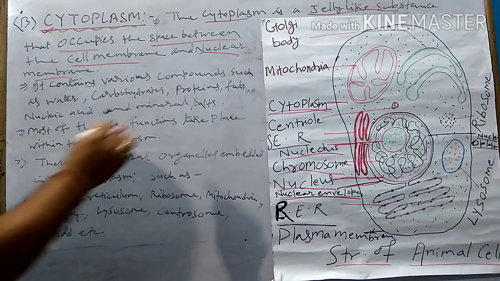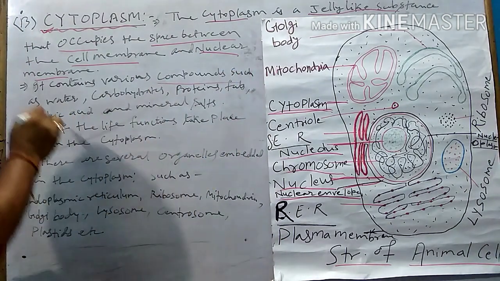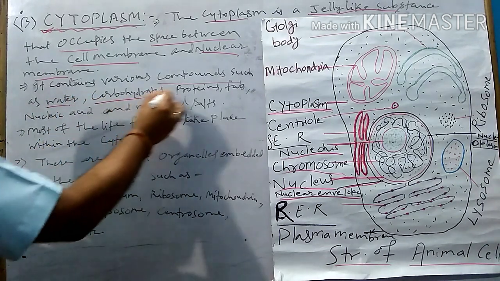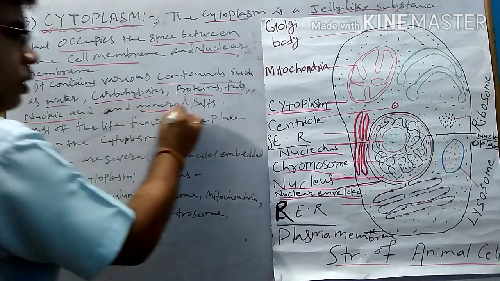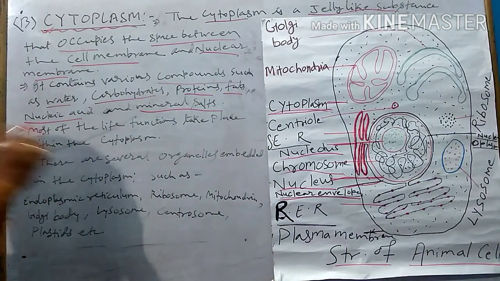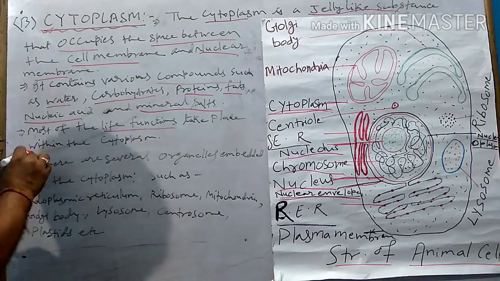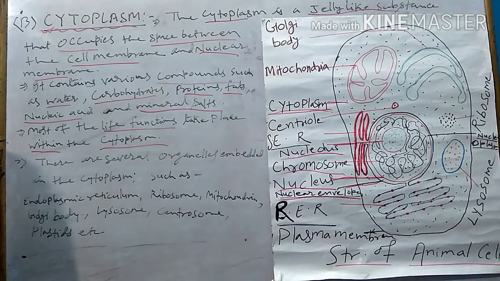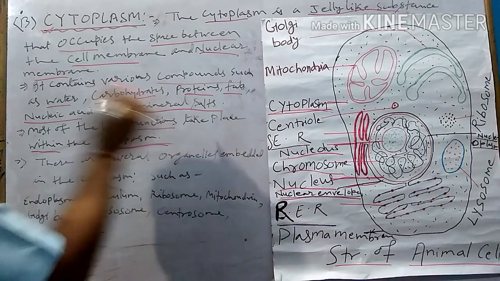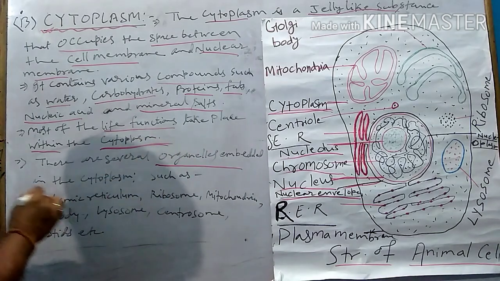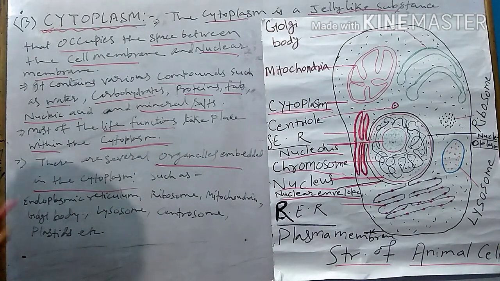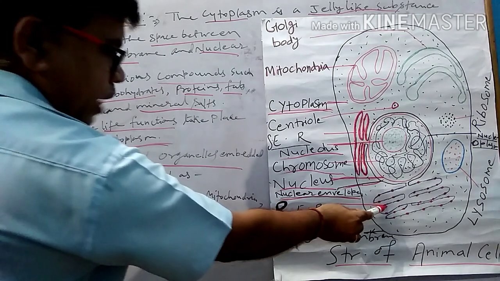It contains various compounds such as water, carbohydrates, proteins, fats, nucleic acid, and mineral salts. Most of the life functions take place within the cytoplasm. It means all types of metabolic activity are regulated by this part. There are several organelles embedded in the cytoplasm, such as endoplasmic reticulum.